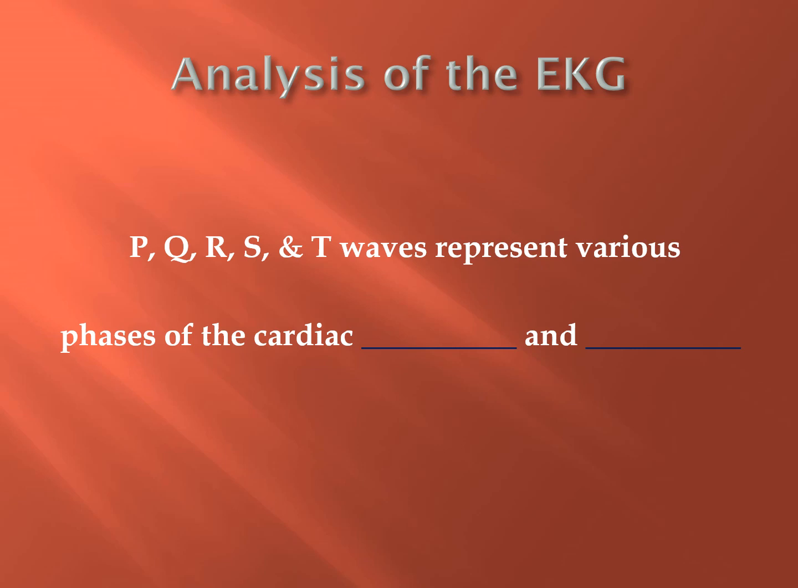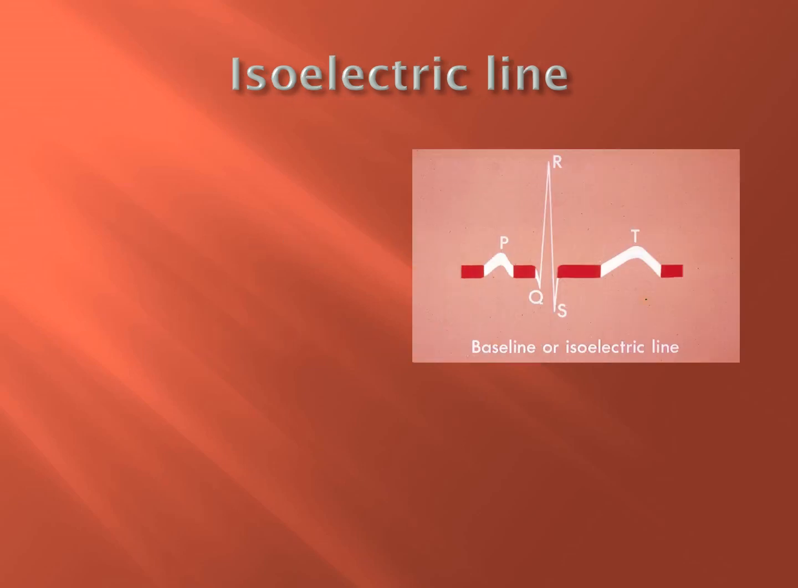Remember, wave configuration is different in different leads, but they should all come in the same sequence: P, Q, R, S, and then a T wave. In the 12-lead EKG, or 12 different views of the electrical activity, the waves may look different in each lead, but they should still be in the same sequence.